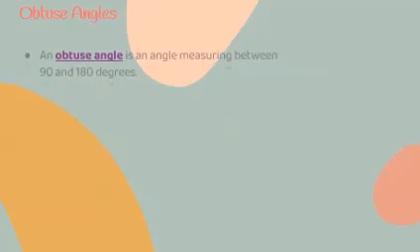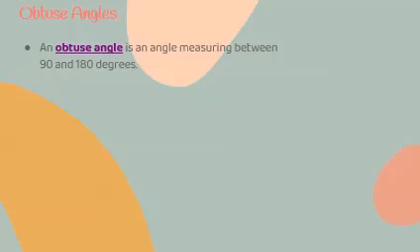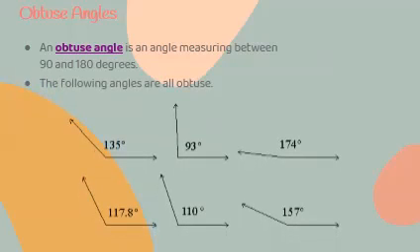Obtuse angle, as we said, it measures between 90 and 180. So all of these angles, as you can see them, are obtuse angles because they measure between 90 and 180. So 135, 93, 174, 117.8, 110, 157, all of these are obtuse angles.